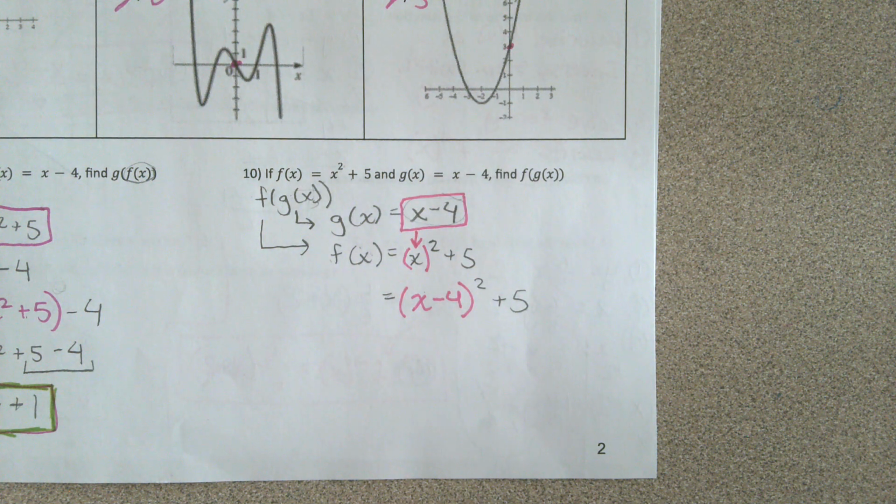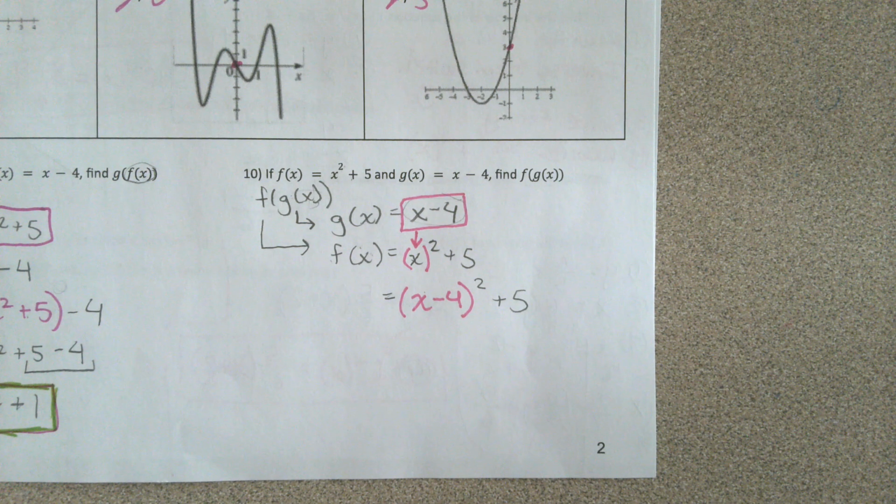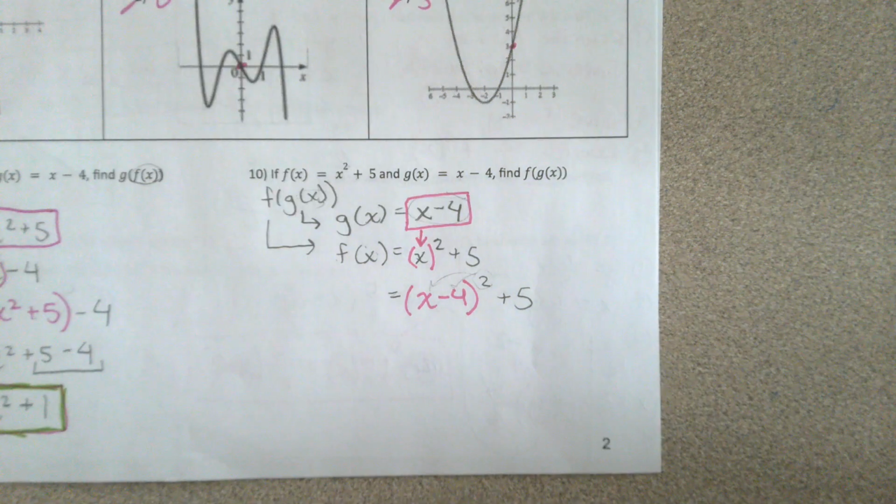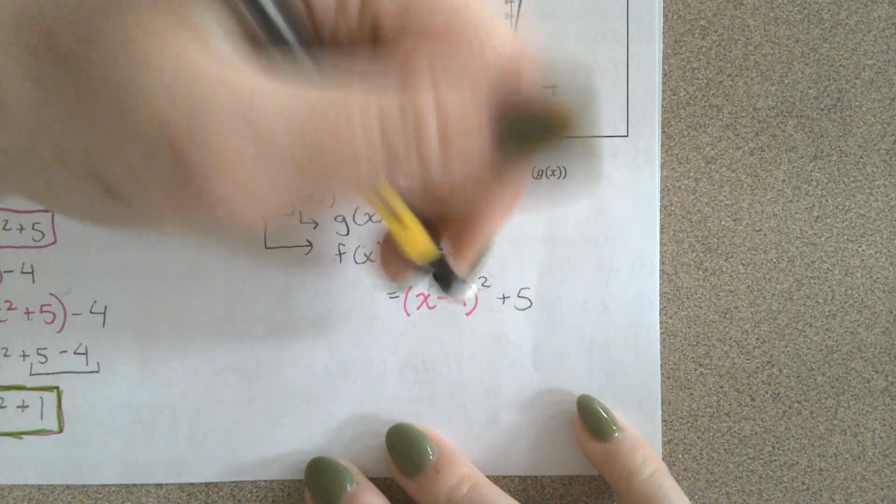Now, unfortunately, if you leave your answer like this, you will lose credit. This is not what we're looking for. It's not fully simplified. There's some stuff you could do here. Right off the bat, this squared does not get distributed inside of those parentheses. That is not how that squared works.